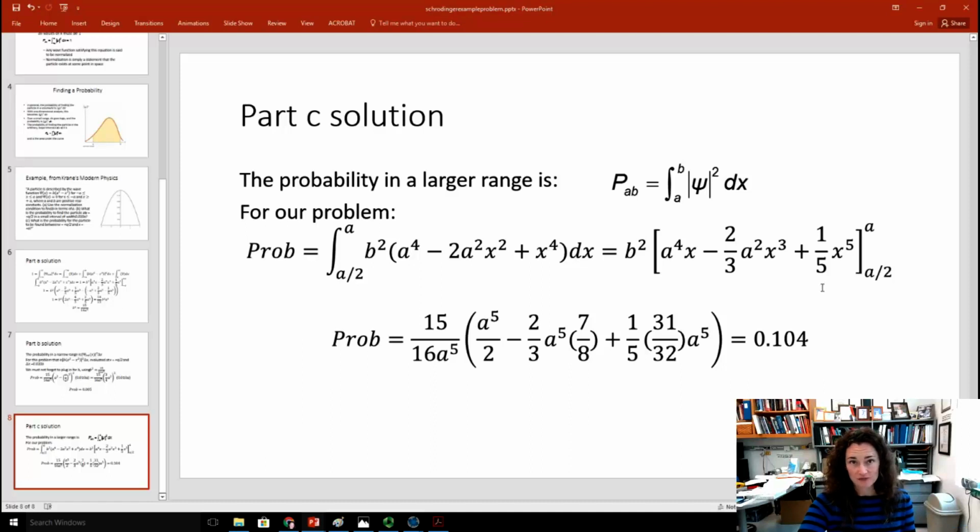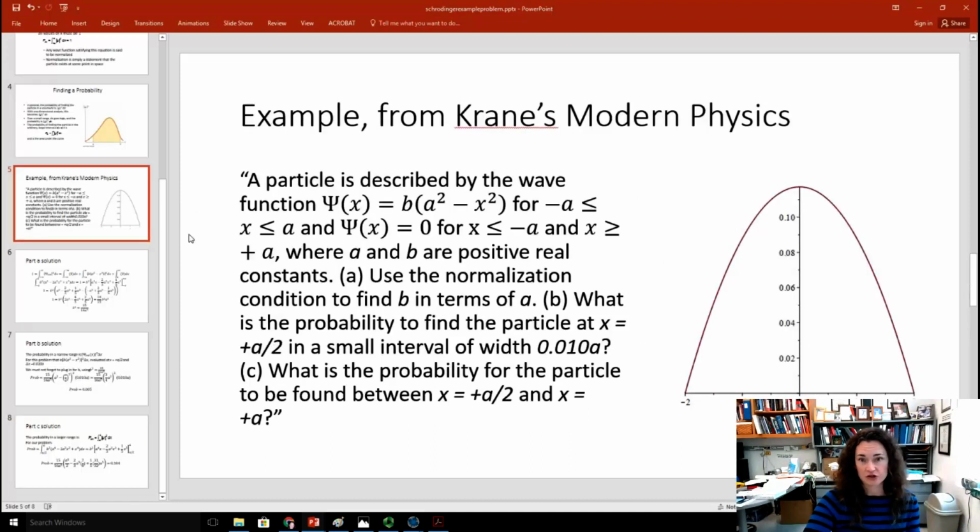Now that makes sense, because if you look back at our wave function, the wave function peaked at x equal to 0. And so when you're between a/2 and a, you're on the downward going part of this parabola, which isn't going to be as high a probability as somewhere else.